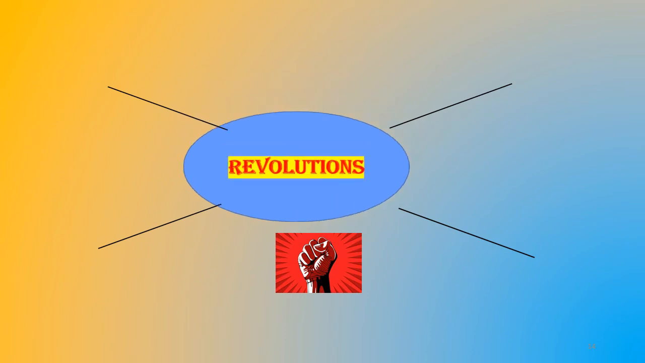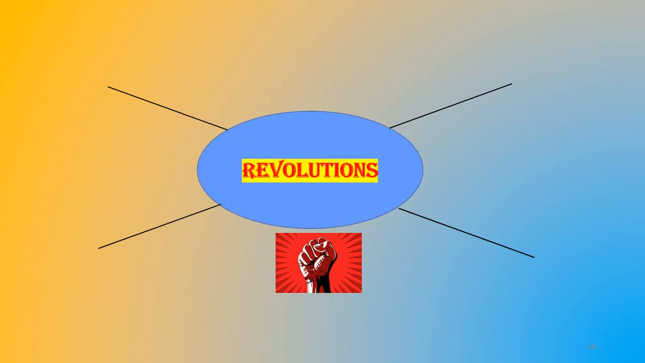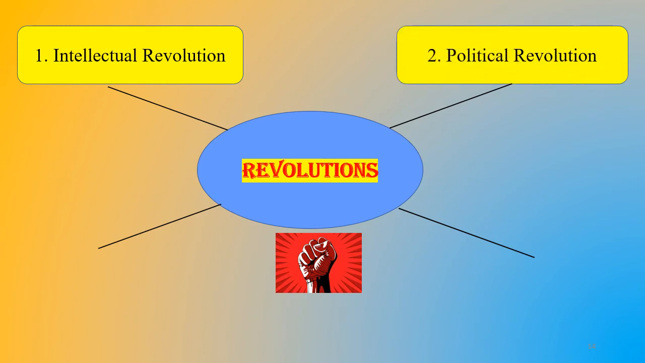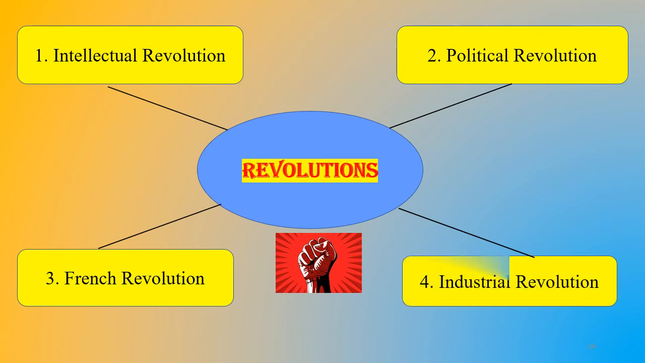Children, we have learned about the changes. Now let's see about what are revolutions. We will learn four types of revolutions. Number one, intellectual revolutions. Number two, political revolutions. Number three, French Revolution. Number four, Industrial Revolution. Let's go to number one, that is intellectual revolutions. Intellectual revolutions is also called scientific discoveries. Now, what are the scientific discoveries?